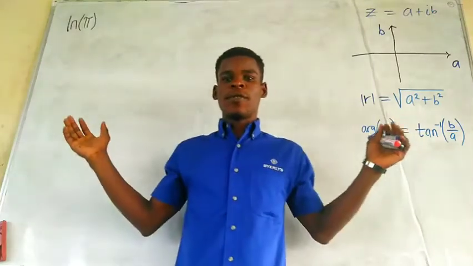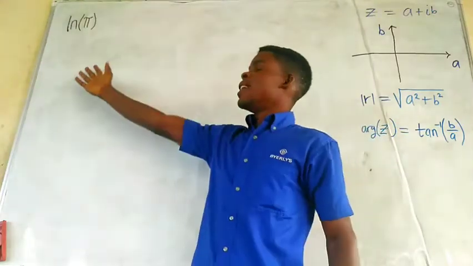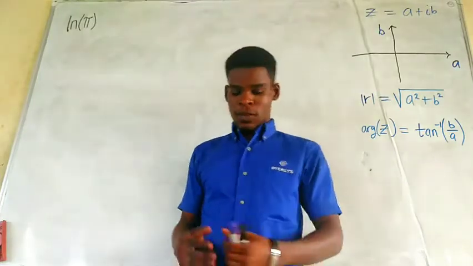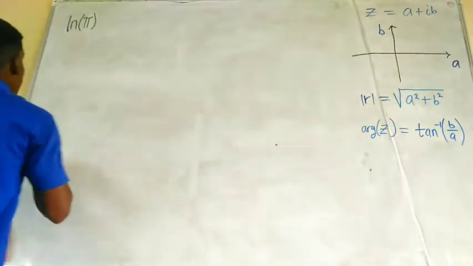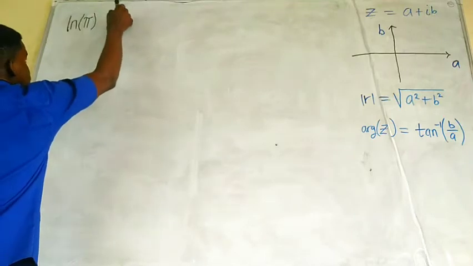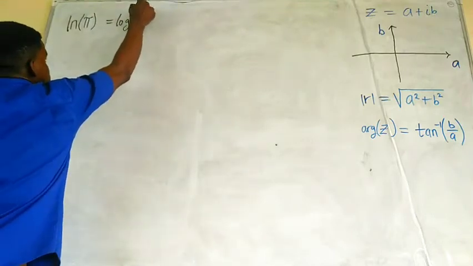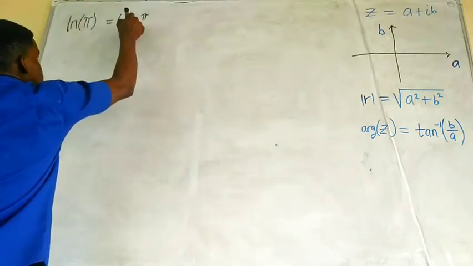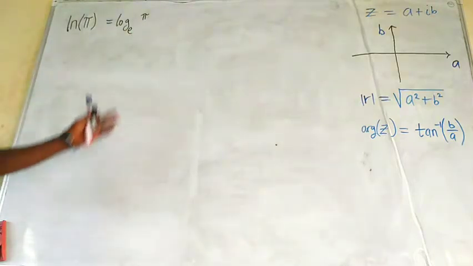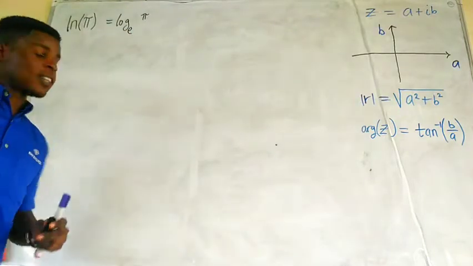Now right here in this video we'll be dealing with ln pi. That is to say, the logarithm of pi to base e. That is what we'll be dealing with right now.